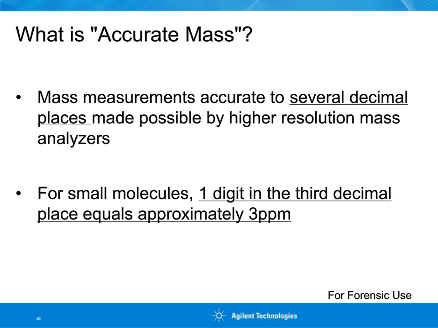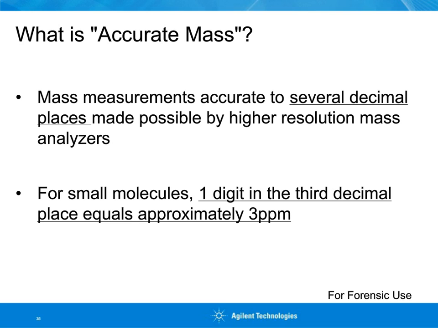And rather than drag you through all the mathematics behind it, I'll provide you with this piece of nomenclature which will help to ground us through the rest of this discussion. For small molecules, generally speaking, one digit in the third decimal place is approximately equal to a mass accuracy of 3 parts per million. So if you hear somebody talk about, oh, we have a mass accuracy to 3 parts per million, you're typically talking about accuracy to 3 decimal places. 1 part per million, you're going down to maybe 4 decimal places and so on.